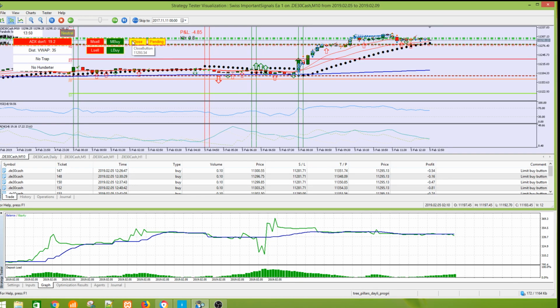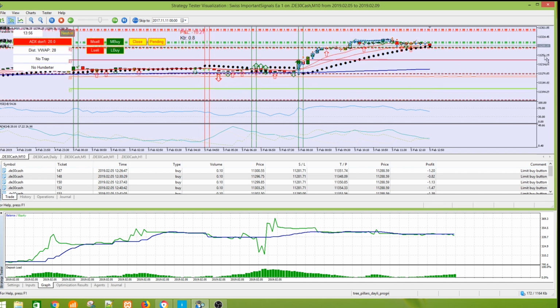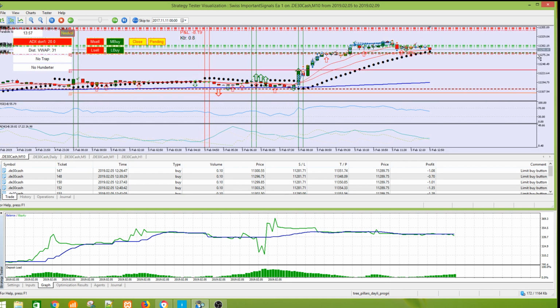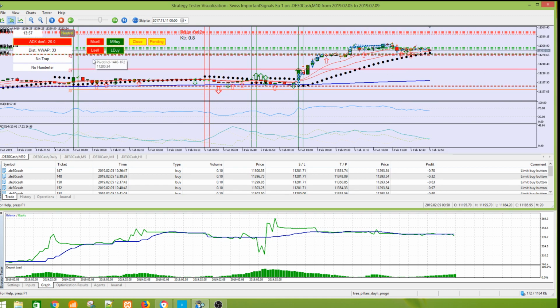Oh, yeah, it's not so. 11,300. I don't know if it is going to this 300 again. One does not see where we are exactly. We are above the R1. Here's the R2. It's relatively high for the day.